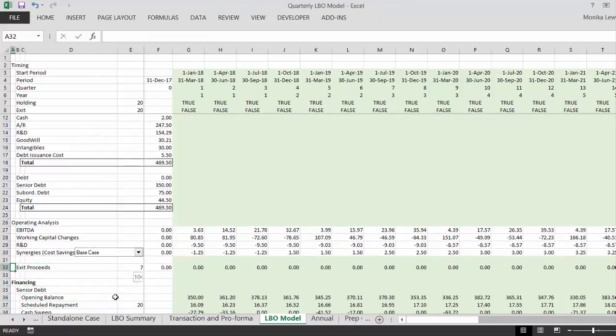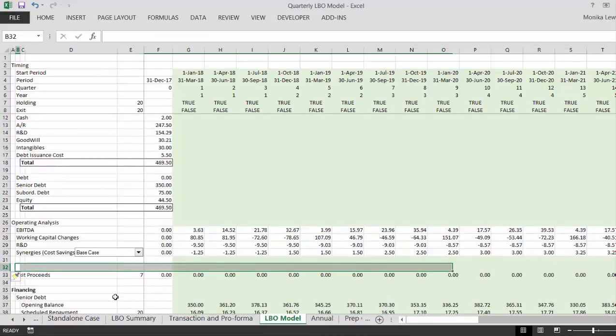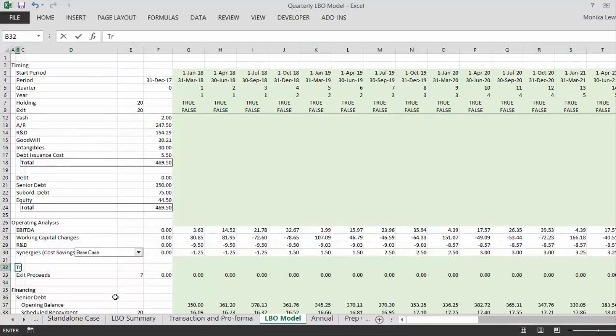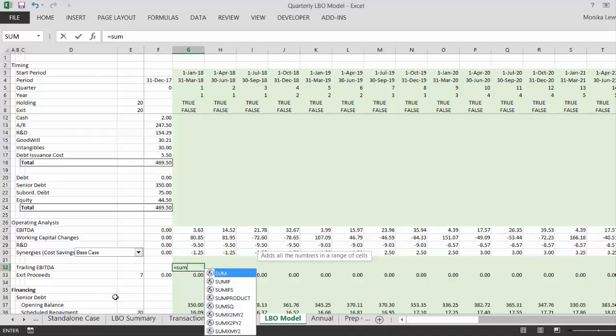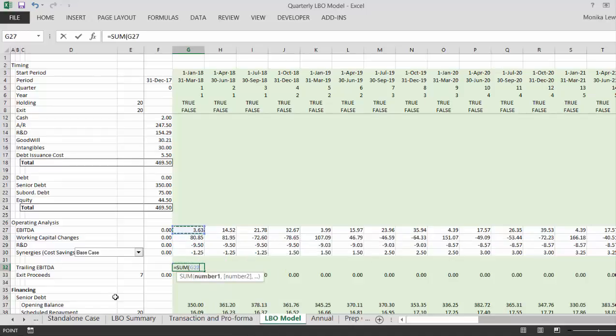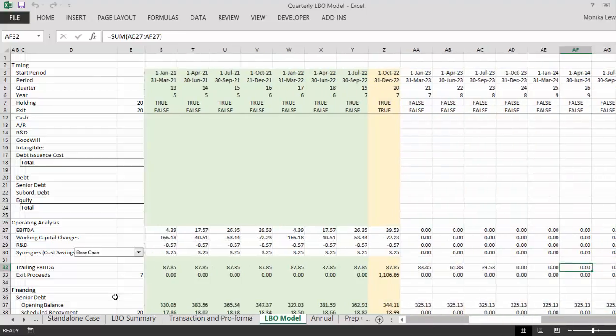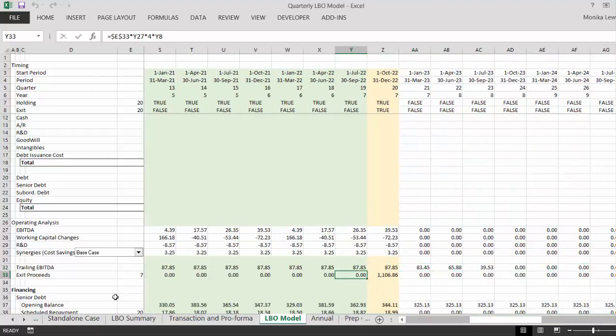Now, to get the exit proceeds, I made another one, because what we need to do here is get the trailing EBITDA, and we have to do that for the prior 4 periods. So all we can do is put equal sum of the EBITDA 1, 2, 3, 4. Now, that's not going to be the holding period. That's not going to be an exit period now. So I did that wrong last time.